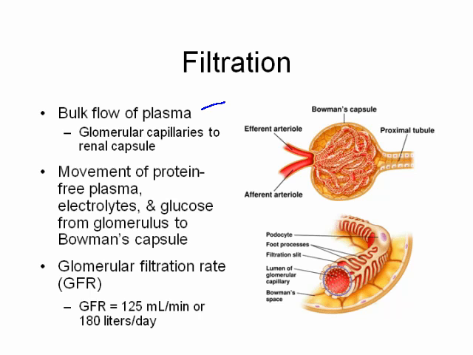Filtration involves a bulk flow of plasma. We have a large quantity of plasma coming in through the afferent arteriole. And again, this is a very convoluted tangle of capillaries in here, so the blood spends a lot of time traveling back and forth through the glomerulus before exiting out through the efferent arteriole.